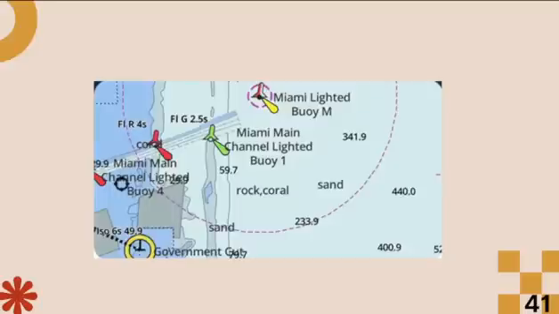Again, anchorage, an anchor symbol, indicates a safe area where vessels can drop anchor. And channels, a dashed line often marks the edges of a navigable channel, which is the safe path for ships to follow.